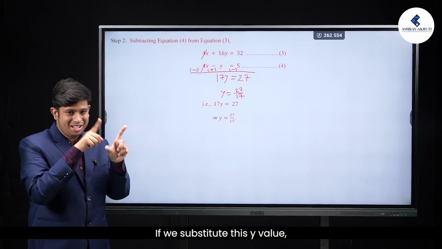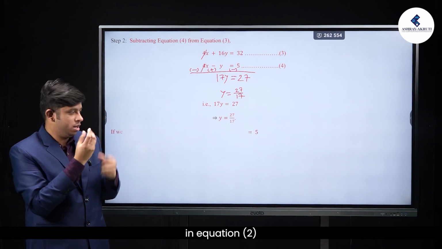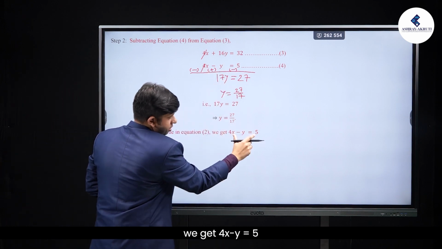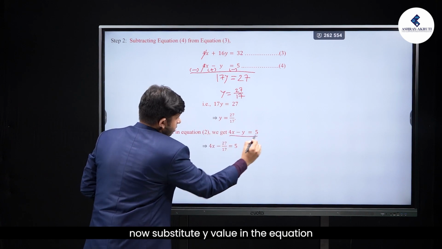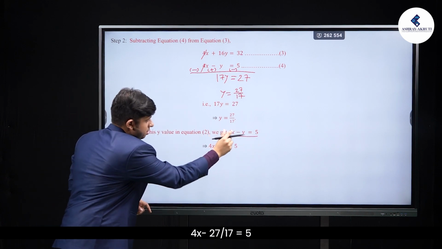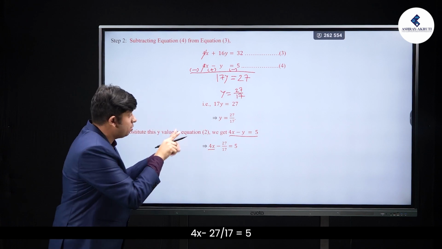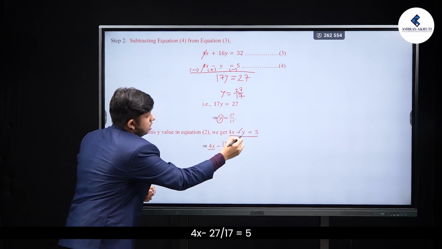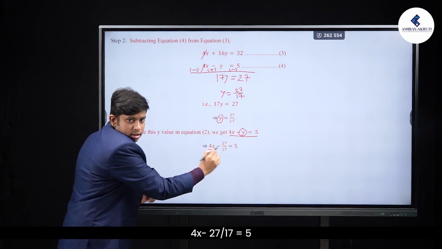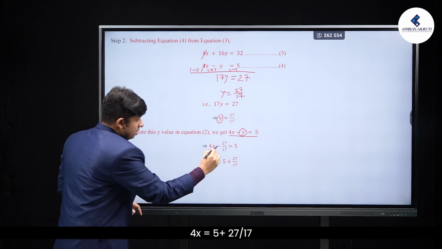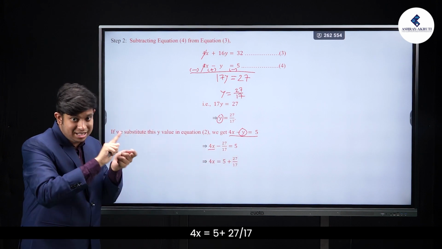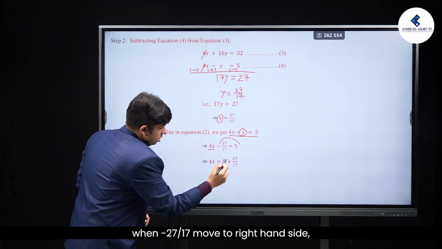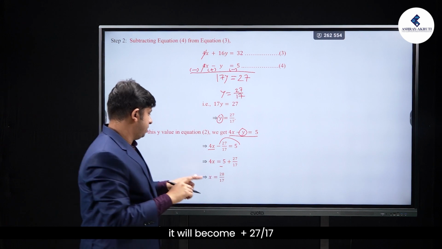If we substitute this y value in equation 2, we get 4x minus y is equal to 5. Now substitute y value in the equation. 4x minus 27 by 17 is equal to 5. Four x is equal to 5 plus 27 by 17. When minus 27 by 17 moves to right hand side, it will become plus 27 by 17.